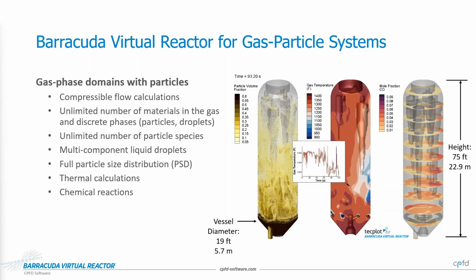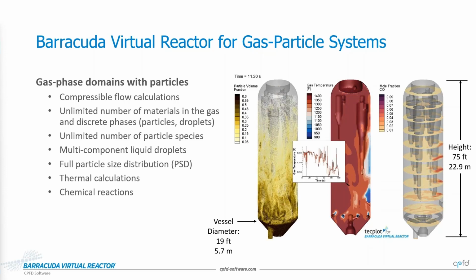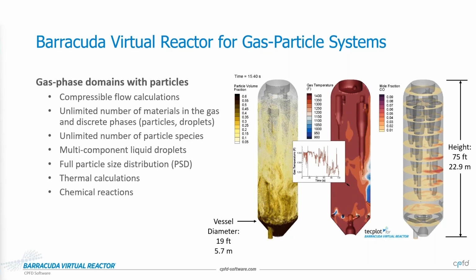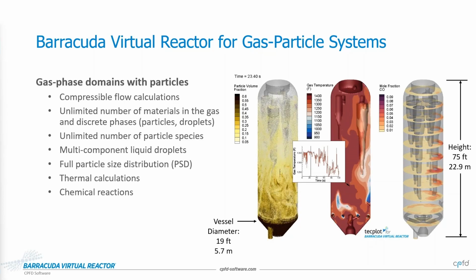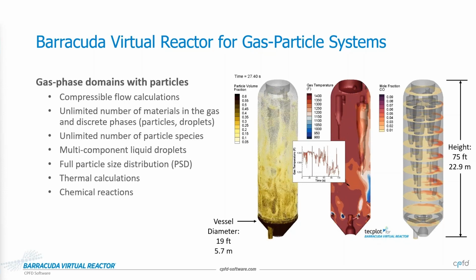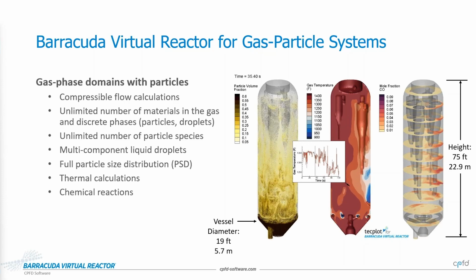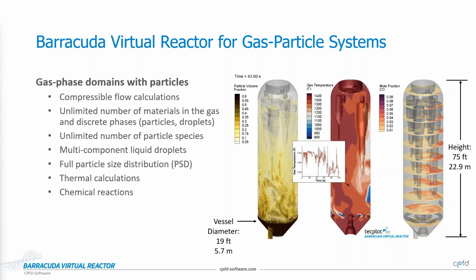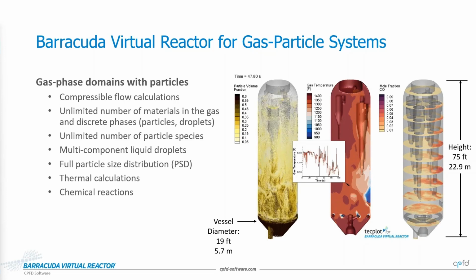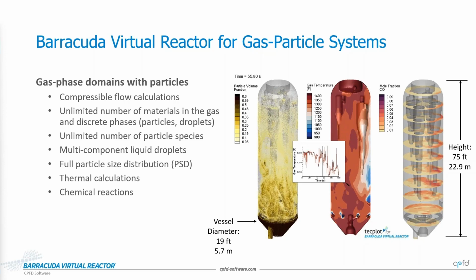You get multiple gaseous species. There's no limit to number of materials in the gas phase and the particle phase droplets. The particles, the droplets, are discrete Lagrangian. Again, I'll say more about that in a bit. No limit to the number of species, no limit to the number of components, full particle size distribution, and then that gas particle motions coupled with the thermal calculations and multi-phase chemical reactions.